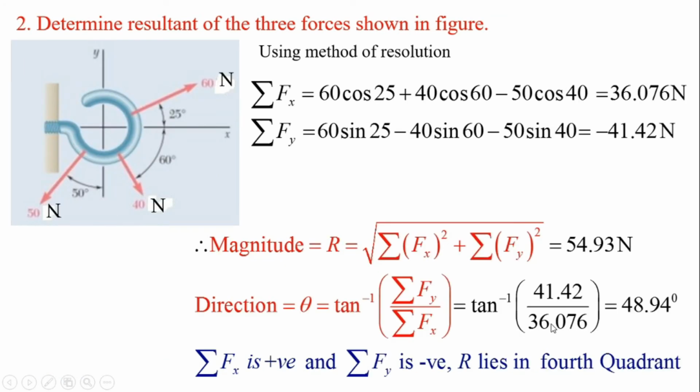Now, let us discuss the third problem. Again, determine the resultant of three forces shown in the figure. Forces are acting on a hook. The first force is 60 Newton acting in the first quadrant, making an angle of 25 degrees with the x axis. The second force is 40 Newton making an angle of 60 degrees with the x axis. The third force is acting in the third quadrant, a 50 Newton force making an angle of 50 degrees with the y axis. Here the angle made by this force is given with the y axis.